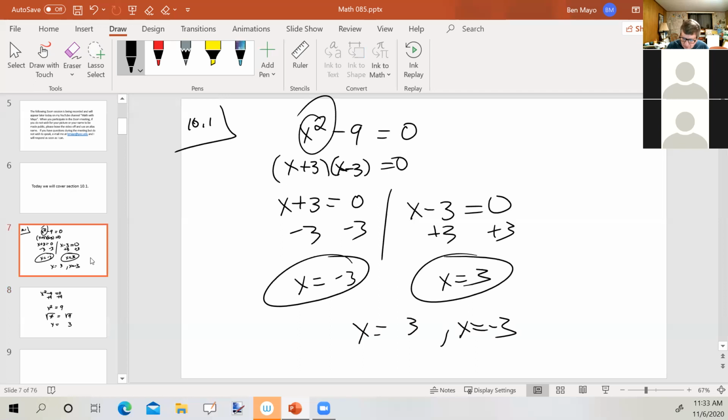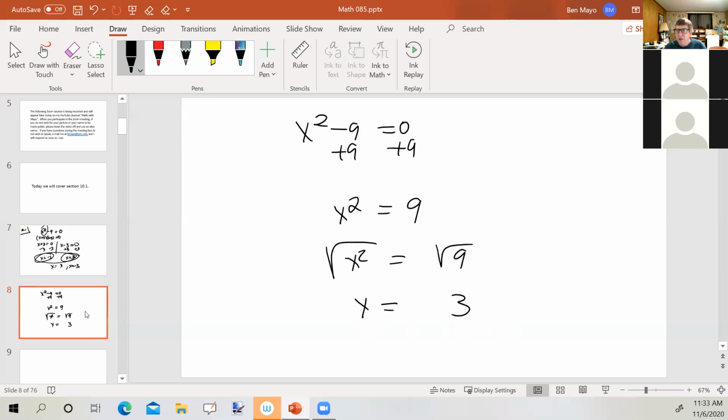However, recall that there were two solutions, +3 and -3. So when we take the square root of both sides, we put a plus or minus to indicate both solutions. This process is called the square root property. We set it up like this, take the square root of both sides, attach a plus or minus to the constant side, and we get the two solutions.